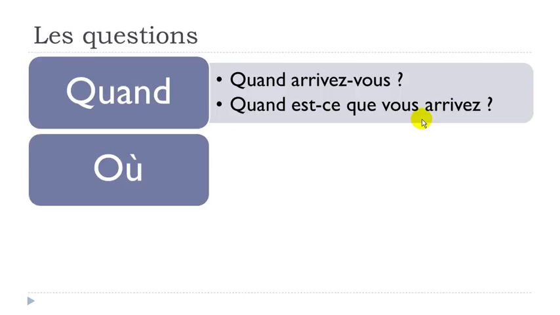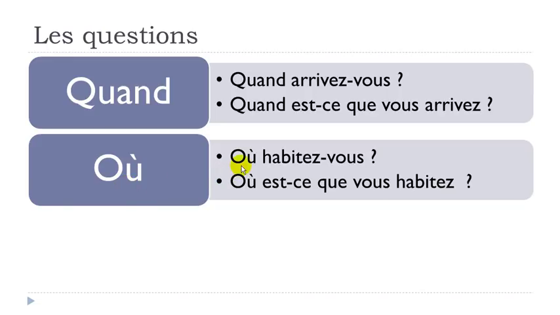That's it. And the next one is où. Où means where. So quand, when, remember, où, where. Two examples. Same rule: the formal or classic way to ask a question with où would be to change the order, first the verb, then the subject here. Où habitez-vous? Where do you live? Habiter is to live, like if you're talking about the place where you are living, okay?